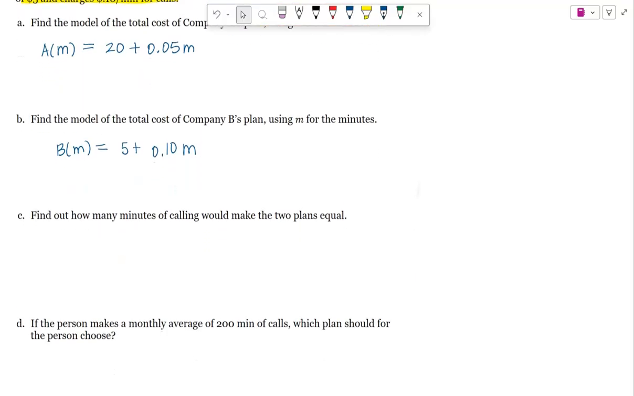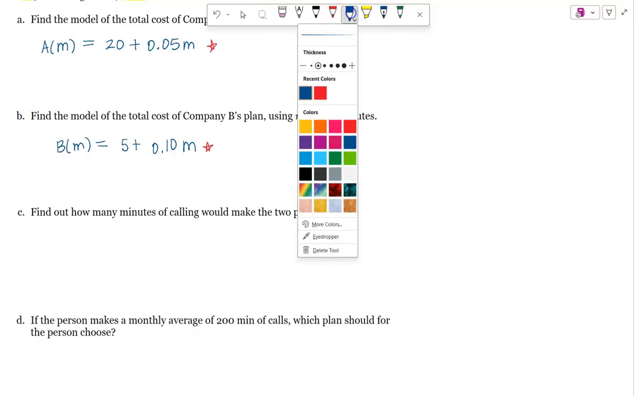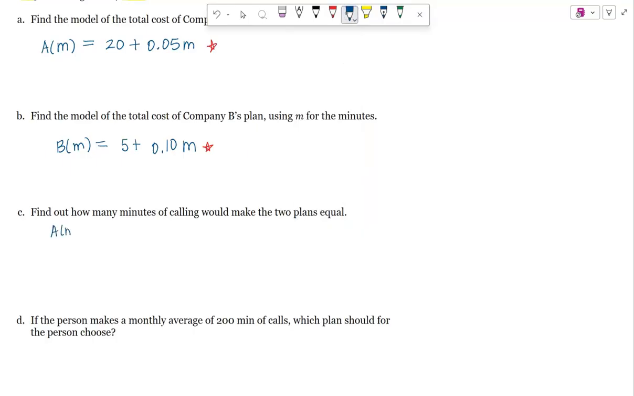For part C, we want to find out how many minutes of calling would make the two plans equal. So what we want to do is take these and set them equal to each other. We want to know when company A total cost is equal to company B total cost. So we'll put 20 plus 0.05 M equals 5 plus 0.10 M.